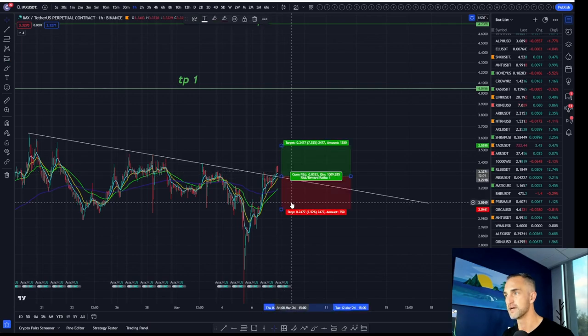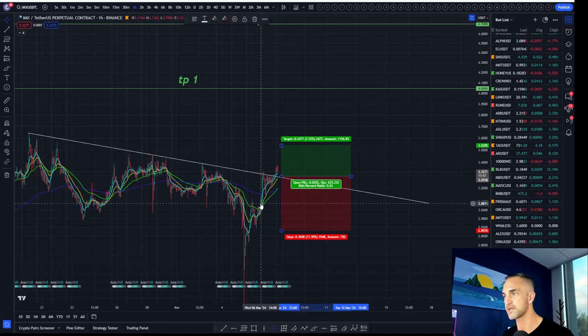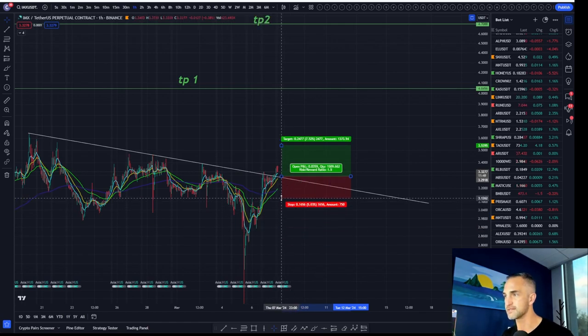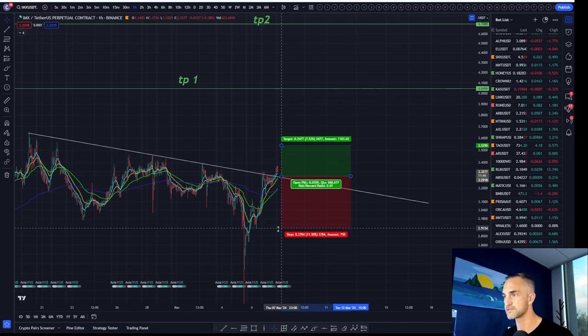So aggressive entry right there and stop loss below the prior wick from the silver cross. There's your silver cross when the 21 crosses the green 55. Stop loss goes right below there. And you could be a little more aggressive. Depends on how you want to play it.